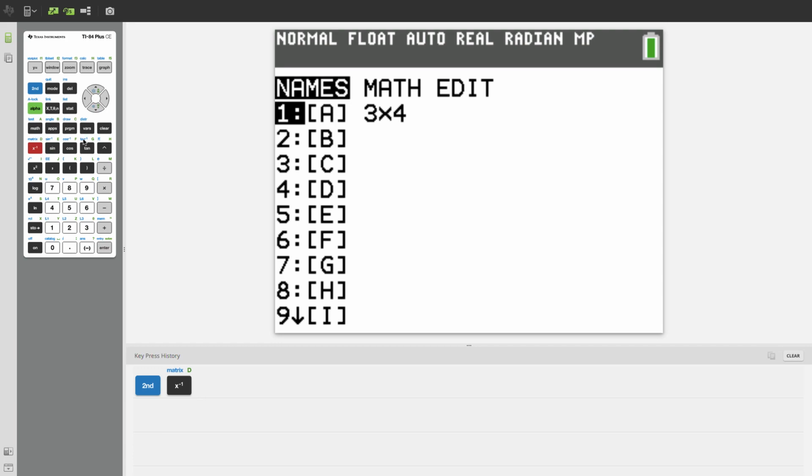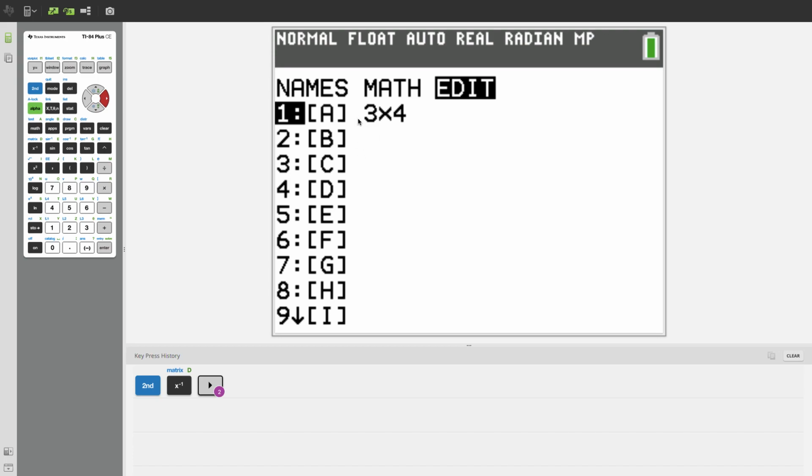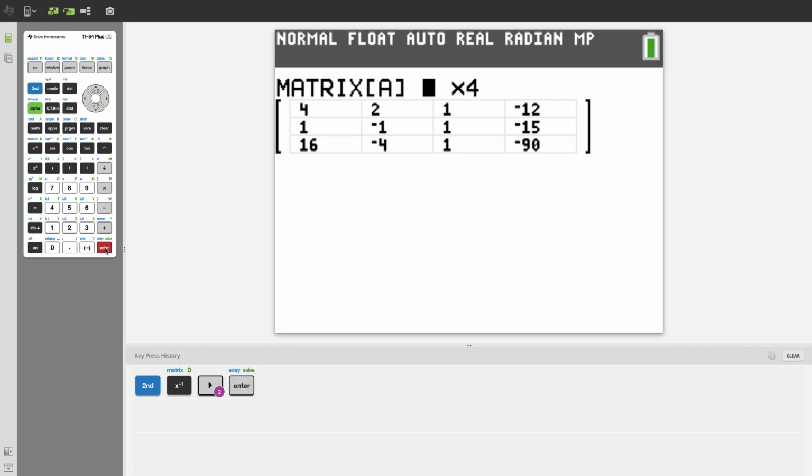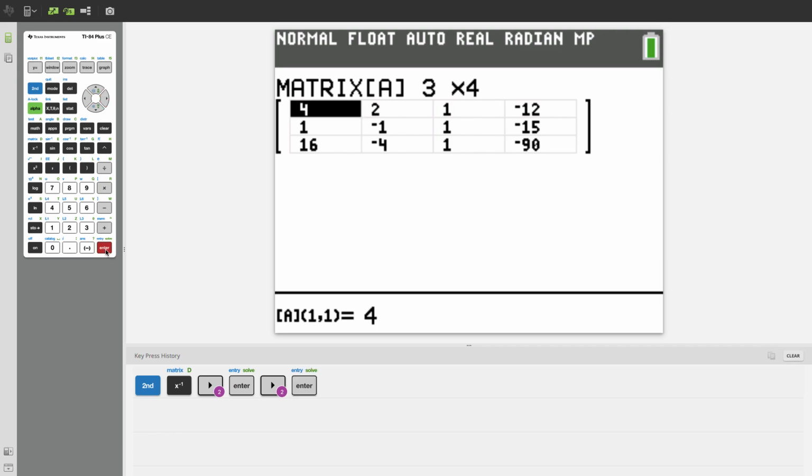Okay, so on your augmented matrix, oh wait, we got to go to edit. Go over to edit. And we're going to just do this in matrix 1. You cannot clear matrices, but you can go over them. Does that make sense? So hit enter on edit. What size of a matrix is my augmented matrix? How many rows do I have? 3. Okay. How many columns do I have? 4. So you're going to put 3 by 4 and hit enter.